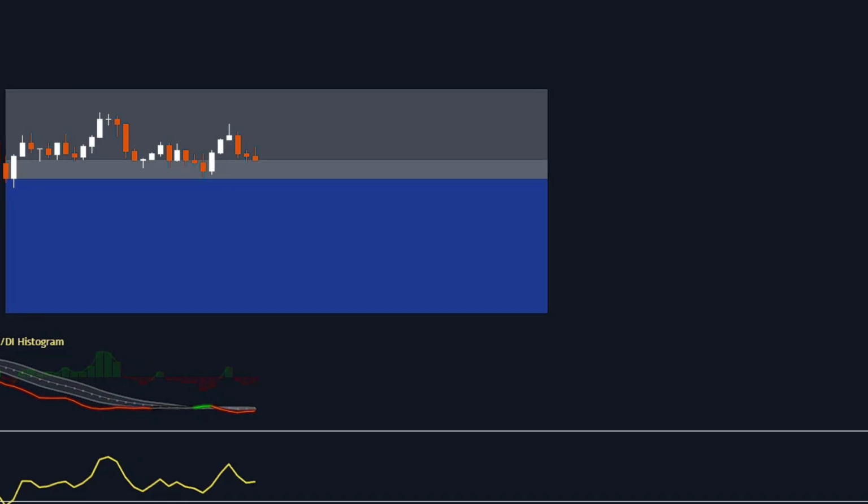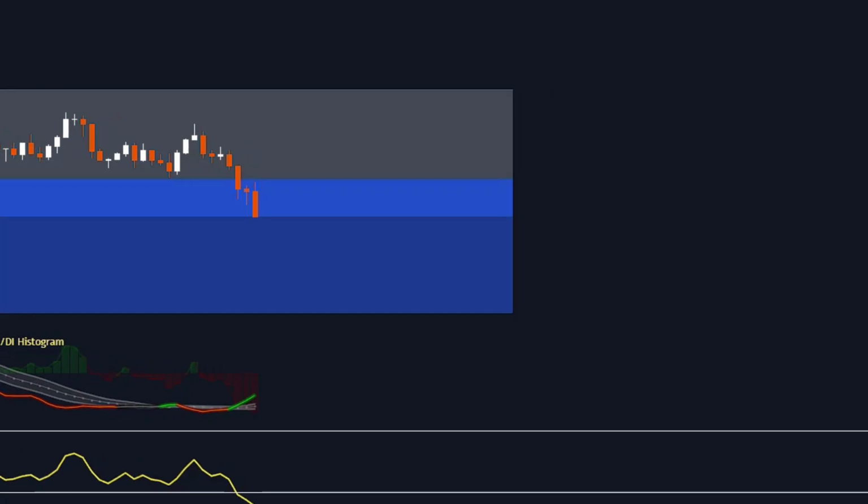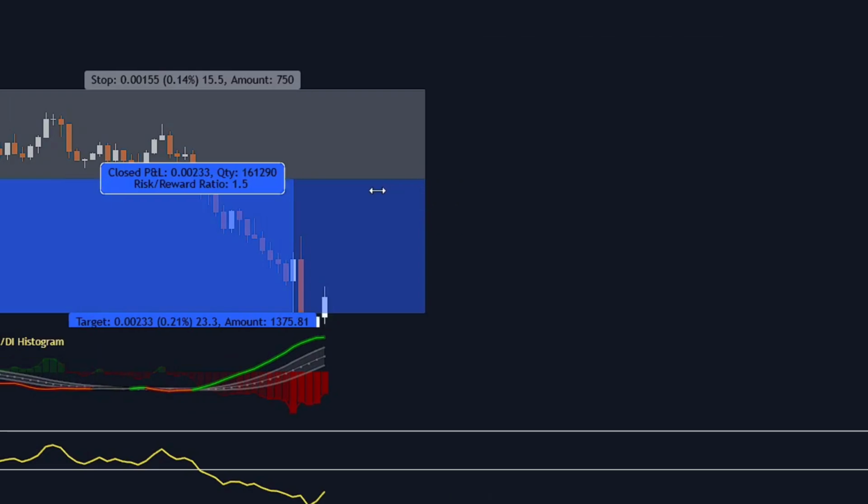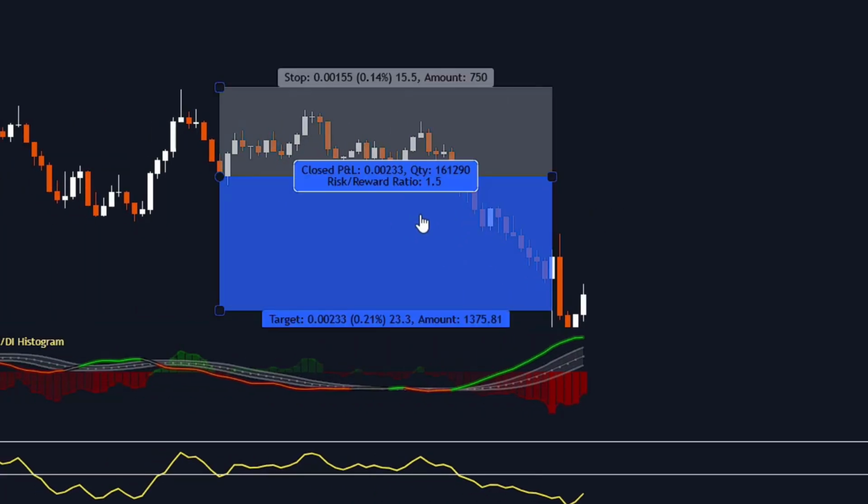And hey, while this strategy is pretty darn accurate and profitable, it's not foolproof. We've still got to watch out for those false signals. They're just part of the game. That's why proper risk management is key, folks.